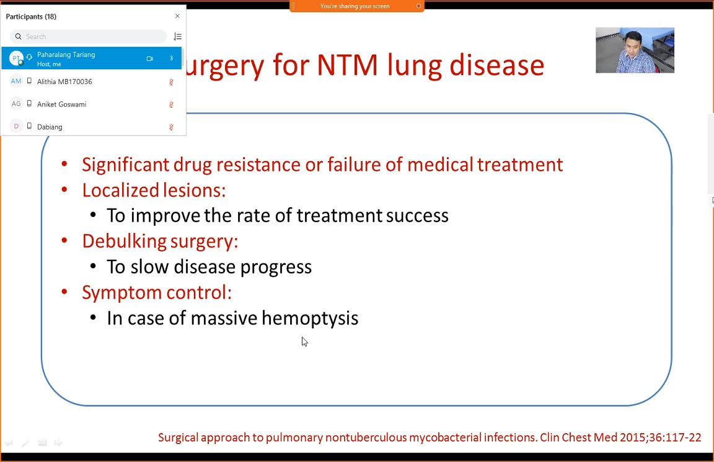And in cases of hemoptysis, such as a large cavity with significant uncontrolled hemoptysis not responding to conservative treatment, or we've even tried interventional procedures like embolization and other techniques, but there's still active hemoptysis, then we can go for surgical resection of the affected area of the lung.